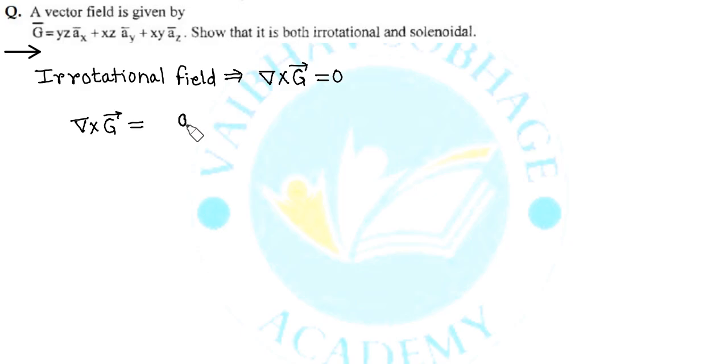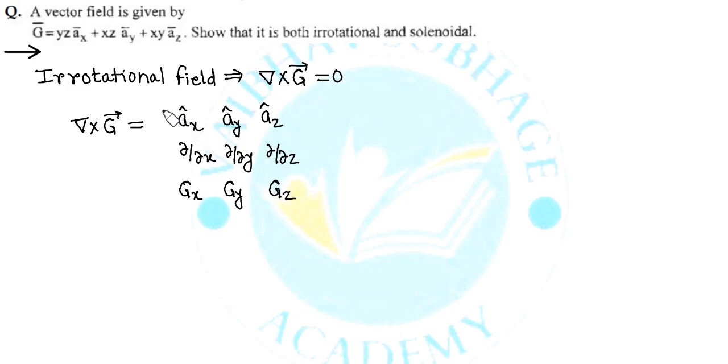That is Ax cap, Ay cap, and Az cap. Then d by dx, d by dy, and d by dz, with the magnitudes along x, y, and z for your given vector g. This is the curl of your given vector g.